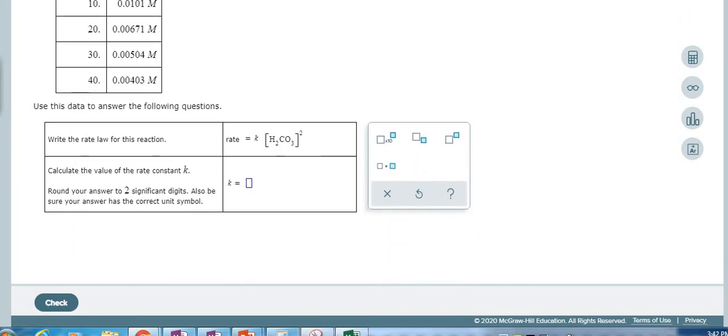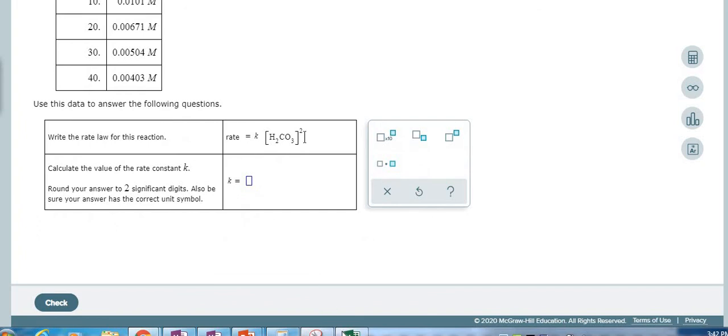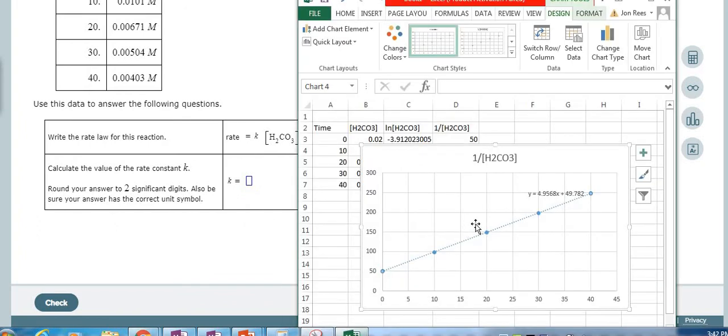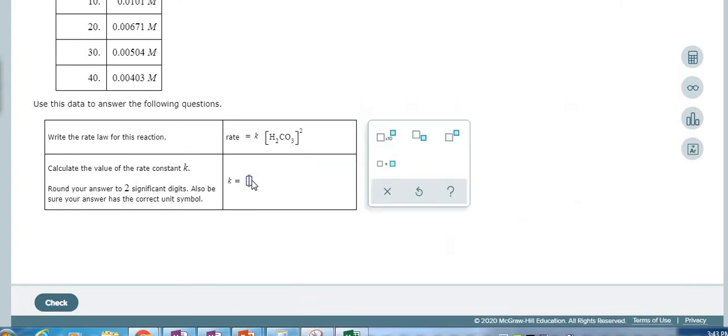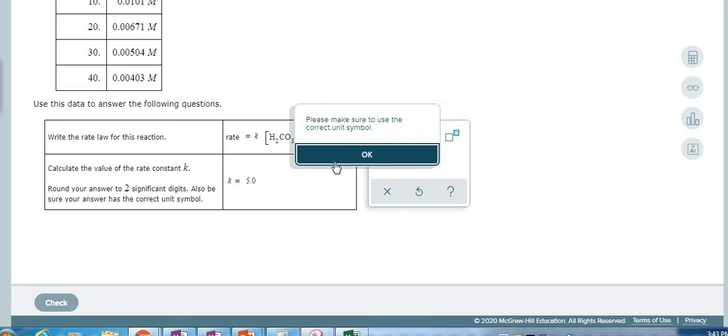And let's go down and calculate the value of the rate constant. Well, that is our slope. And our slope, it says to 2 sig figs, our slope is going to be 5.0. So it wants 2 sig figs, and so that's going to be 4.9, but that 5 tells me I have to round up, so that's going to equal 5.0. So if I click on 5.0, assuming I did everything right, then I need my units.